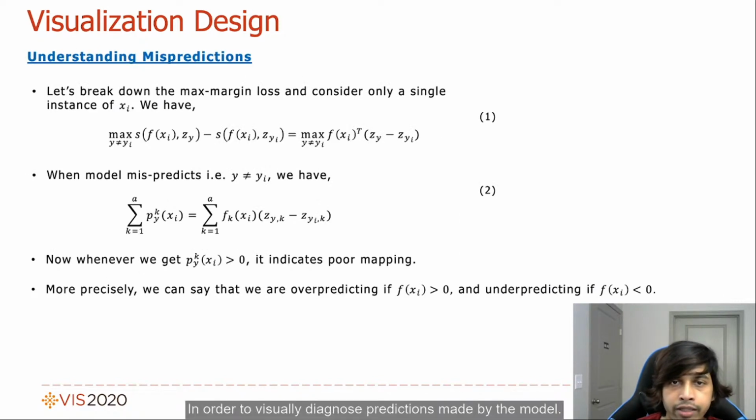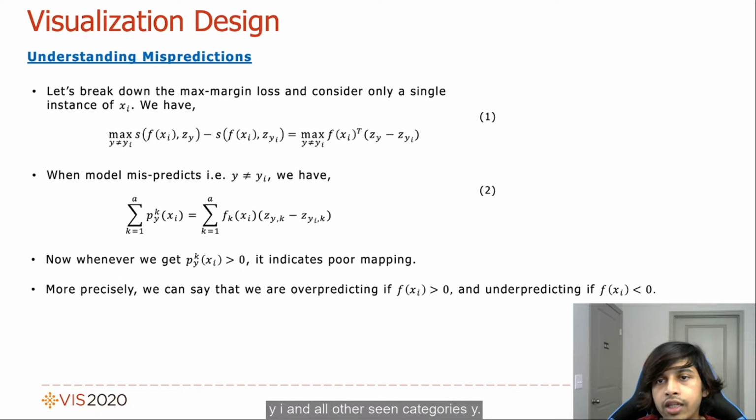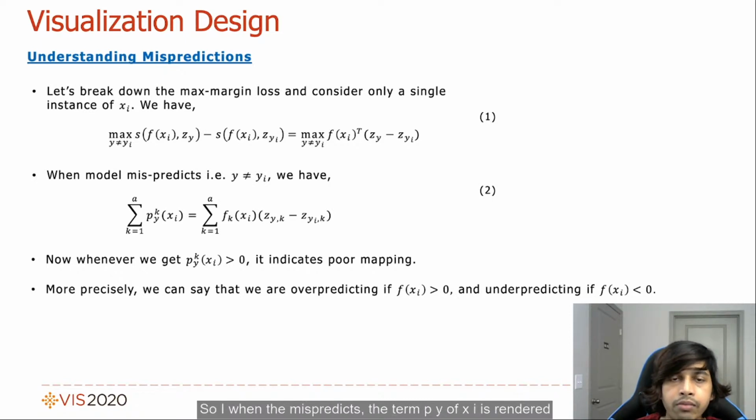In order to visually diagnose predictions made by the model, let's look at the max margin loss. Consider a single instance x_i. Then we have in equation 1 a function s, which is the dot product similarity. And we are trying to maximize the margin of compatibilities between the ground truth vector y_i and all other seen categories y. When the model mispredicts, the term p_y of x_i is rendered positive, indicating we are either underpredicting or overpredicting an attribute. More precisely, when f of x_i is greater than 0, we are overpredicting. When f of x_i is less than 0, we are underpredicting.